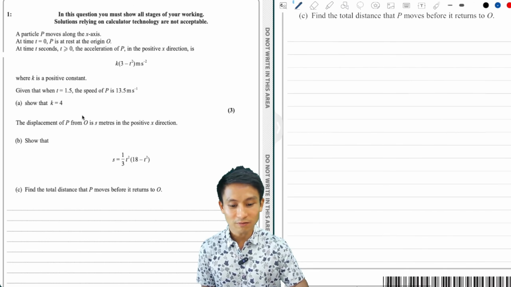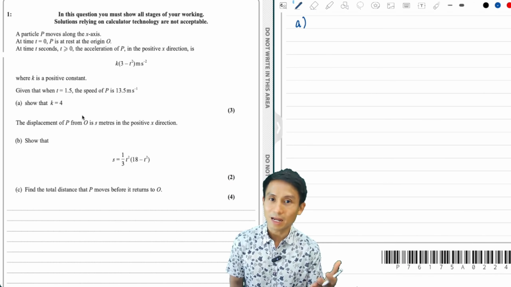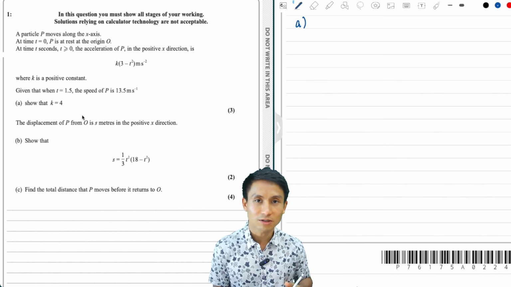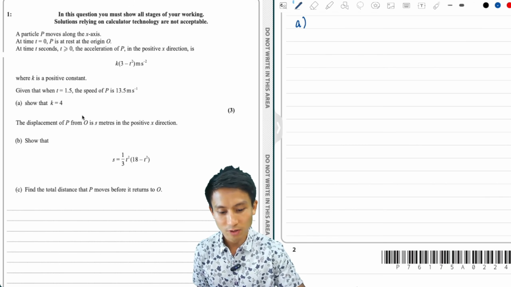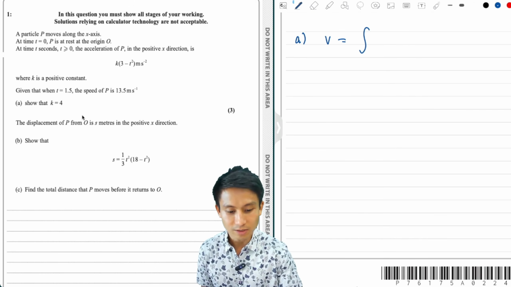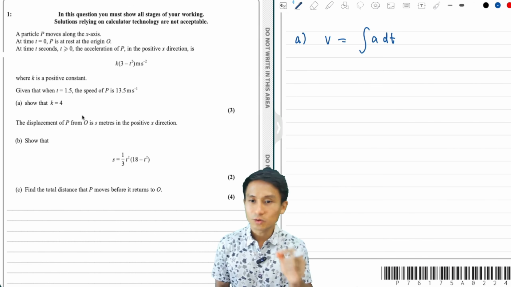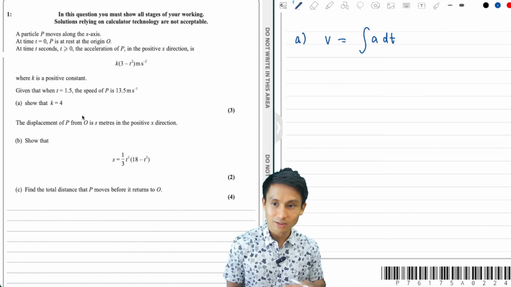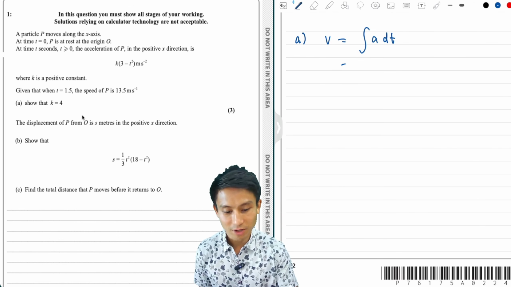Well, this one gives you the acceleration, but asks you about the speed, which is the magnitude of velocity. So how about we find the velocity first? How to do that? Well, we integrate the acceleration. So velocity is the integral of a dt. Of course, you're going to have to add the constant c after integrating, because if we don't put any limits yet, there'll be a constant.